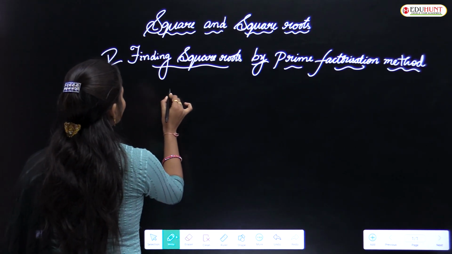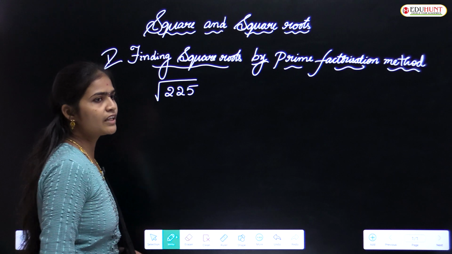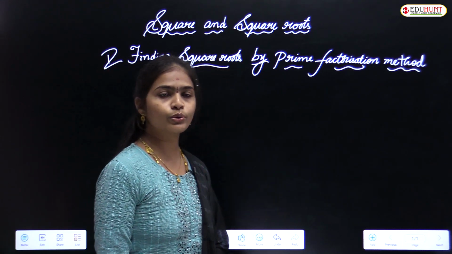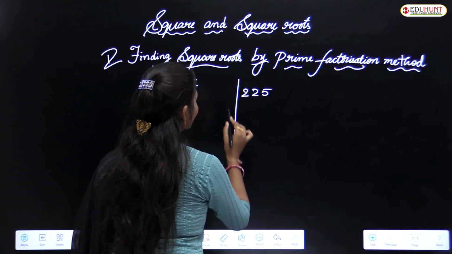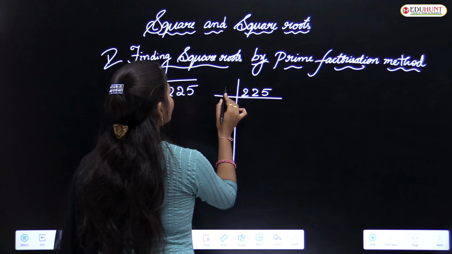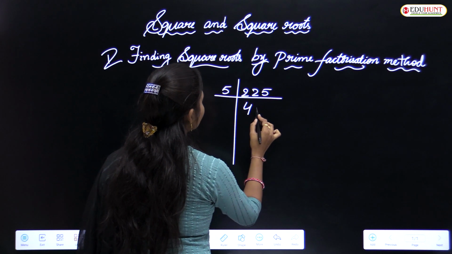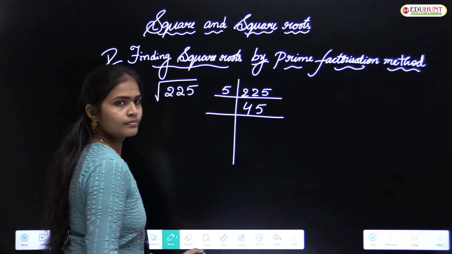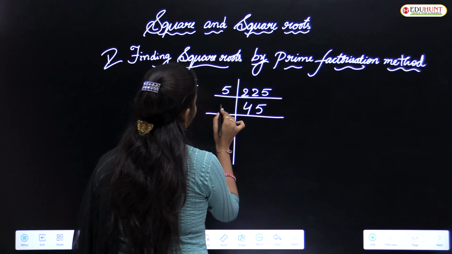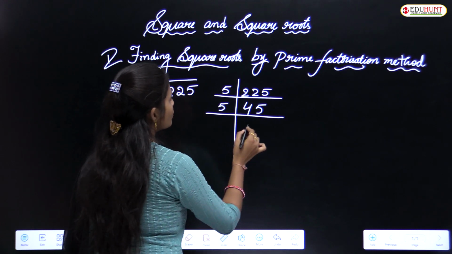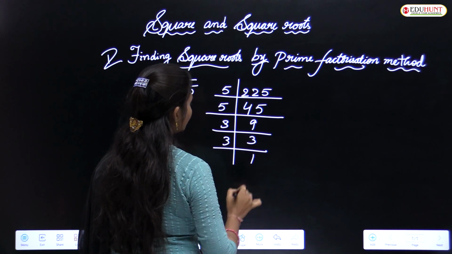My question is: find the square root of 225. Here we first need to write the prime factorization of 225. Divide by 5: 5 fours are 20, 5 fives are 25, so 5 forty-fives are 225. Next, 45 divides by 5: 5 nines are 45. Next, 3 into 3, then 3 into 1. Clear?